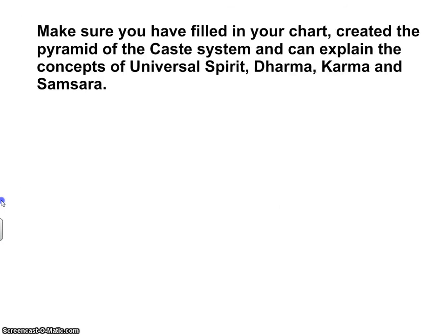So, in this video, you should have made sure that you are filling out your chart as you go along. If you've missed parts, you need to go back and replay those parts. You should have created on the back of the page a pyramid of the caste system, and you should be able to explain tomorrow in class what universal spirit means, Dharma, karma, and samsara.